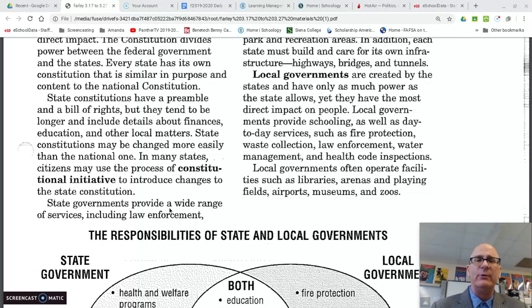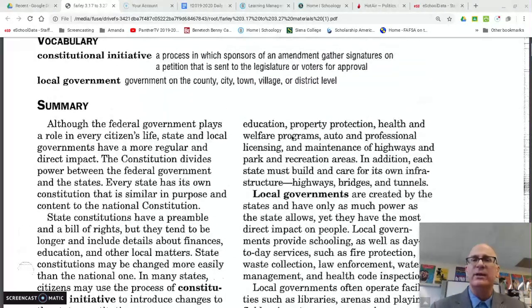State governments provide a wide range of services, including law enforcement, education, property protection, health and welfare programs, auto and professional licensing. For example, if you want to get a driver's license, it is a state function to issue a driver's license. States determine who can and cannot have a driver's license. Professional licensing relates to teachers' licenses, medical professionals' licenses. Those are all things that are handled by the state, as is maintenance of state highways and state park and recreation areas. In addition, each state must build and care for its own infrastructure. And we learned infrastructure was a system of highways, bridges, tunnels, and canals.